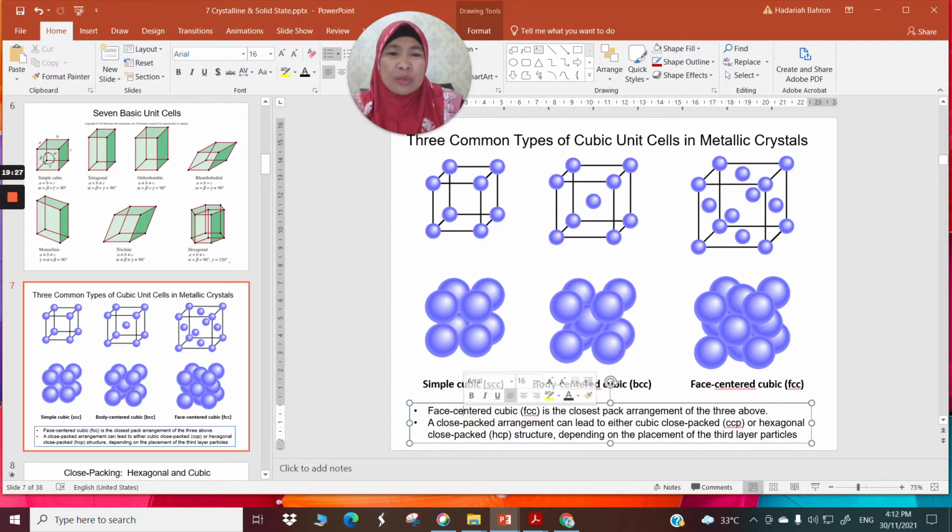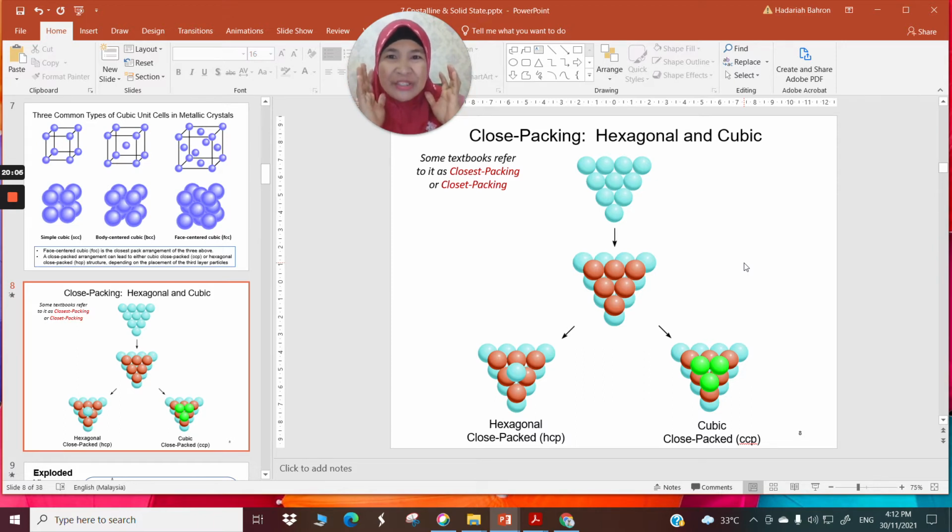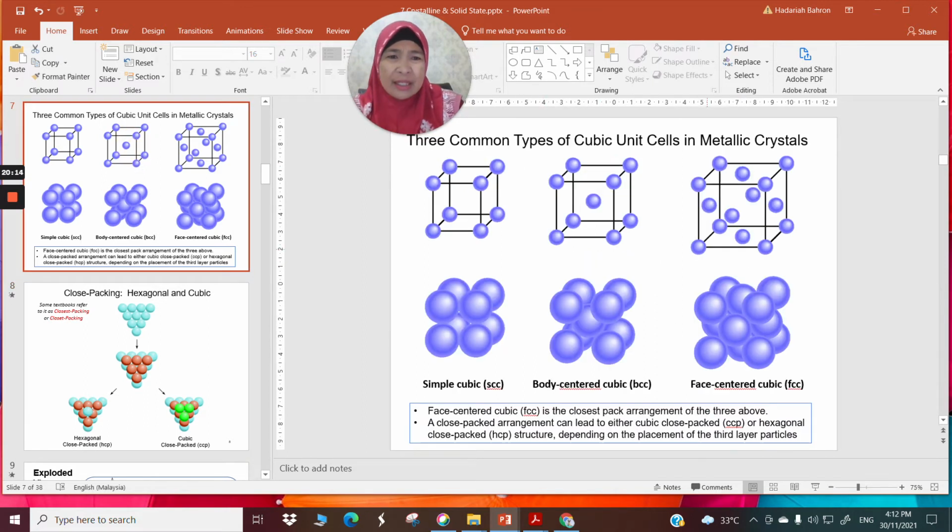Now, FCC is the closest packed arrangement of the 3 units that I show you, this one here at the top. It's the closest pack. That means they are the most efficient arrangement of particles to make this face-centered cubic. A close pack arrangement can lead to either cubic close pack or CCP or hexagonal close pack HCP, depending on the placement of the third layer particle. So let's slowly follow this lecture and get your space imagination. Follow my lecture. Okay, for close packing, remember in here, this simple cubic is not close packing. This body-centered cubic is not close packing, but face-centered cubic is close packing.